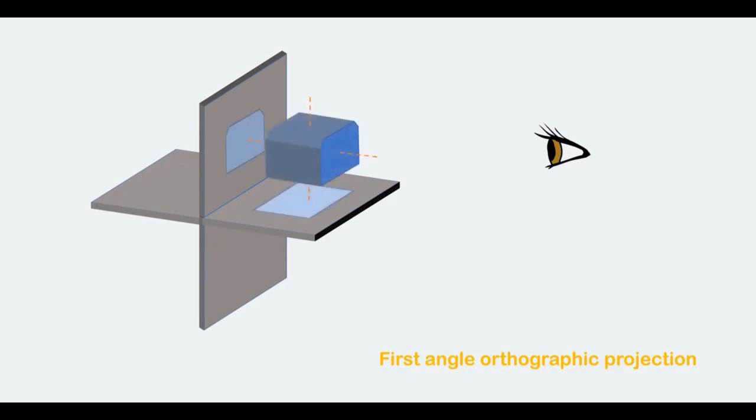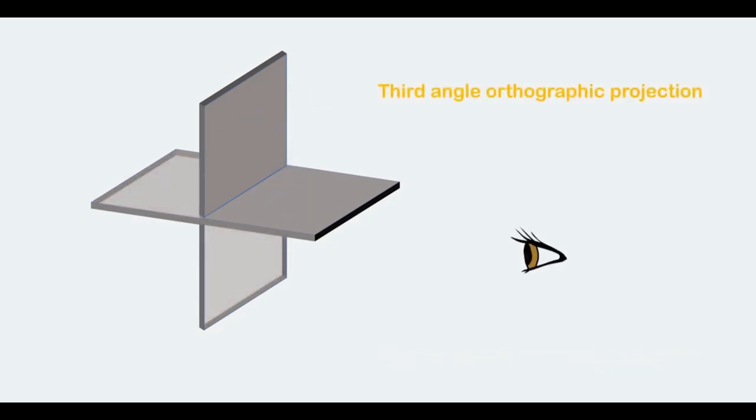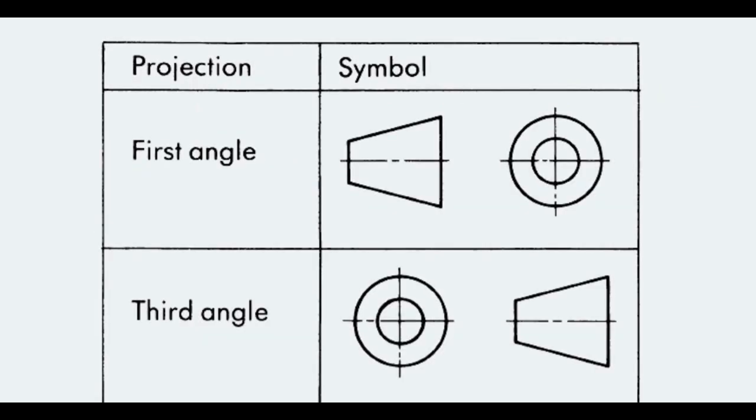A three-dimensional space can be divided into four sections. The observer always looks from the right side. In first angle projection, the object is kept in the first quadrant, so that the object is between the observer and the plane of projection. Whereas in third angle projection, the object is kept in the third quadrant, so that the plane of projection is between the observer and the object. These are the symbols by which first and third angle projections are represented.